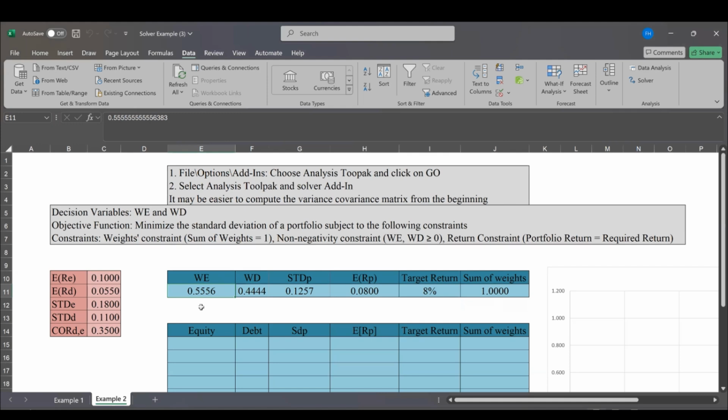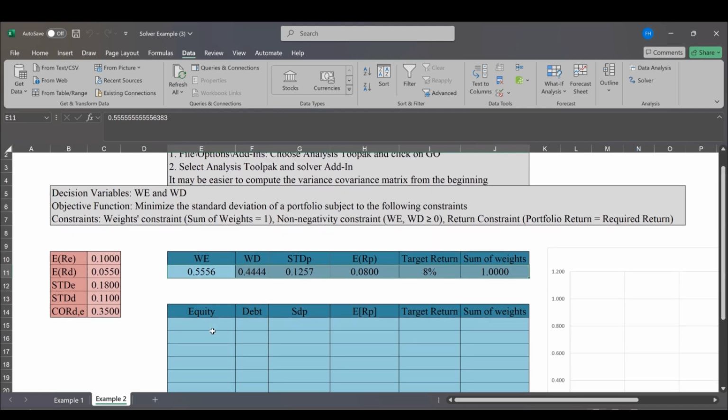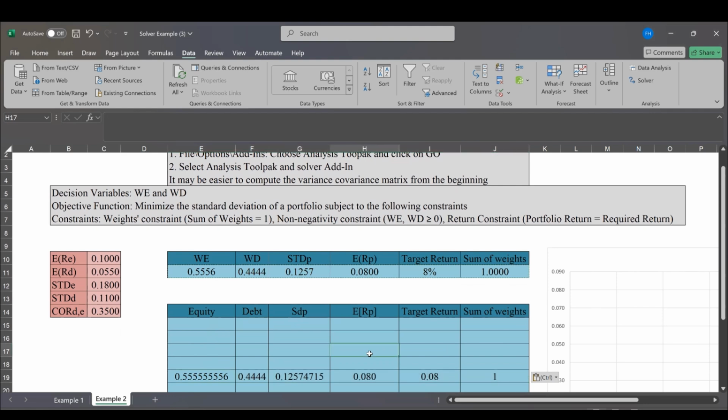Now, once I solve for 8%, I'm gonna copy and paste those cells in the second table. And here, make sure that when you are pasting, so let me copy first. So when you are pasting those cells, you need to choose values. So here I changed my selection to values.